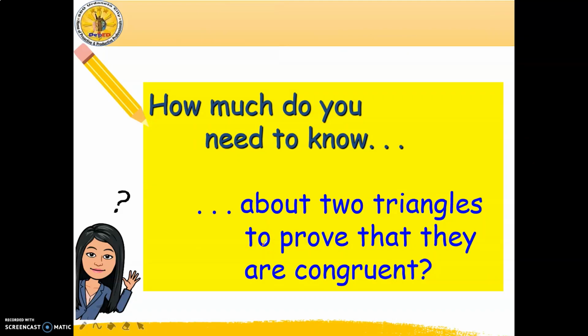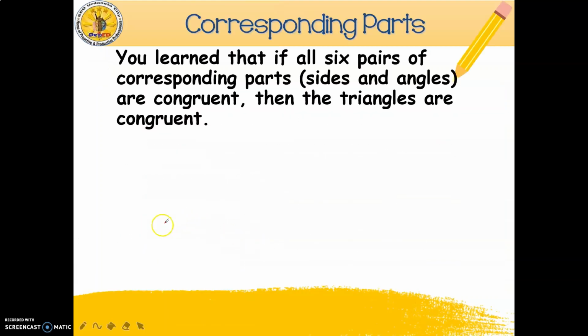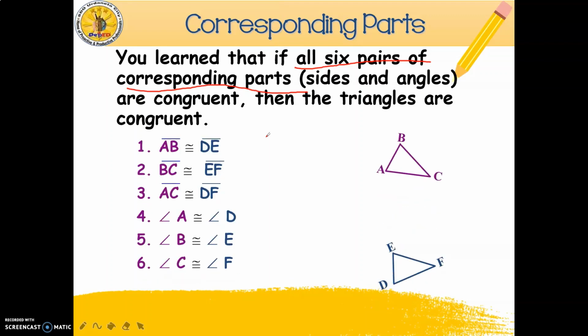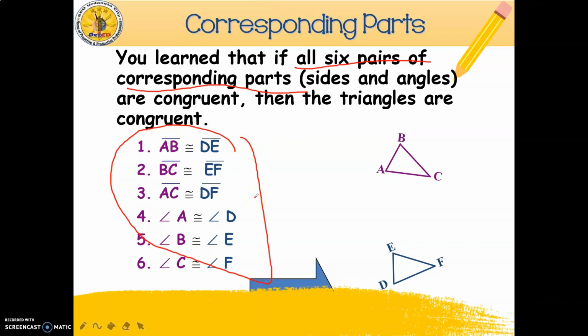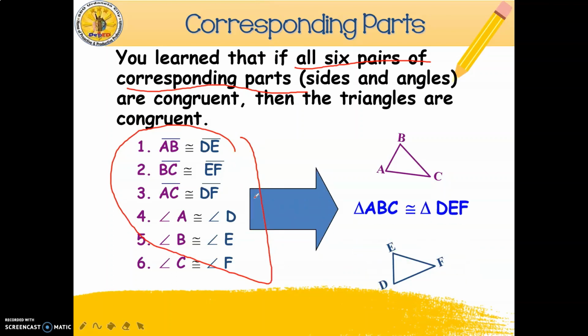So how much do we need to know to prove that the two triangles are really congruent? You also learned that for two triangles to be congruent, all 6 pairs of the corresponding parts, including the sides and angles, should be congruent. So for these two triangles ABC and DEF, if all of the following 6 pairs of corresponding parts are said to be congruent, then we can conclude that triangle ABC is congruent to triangle DEF.